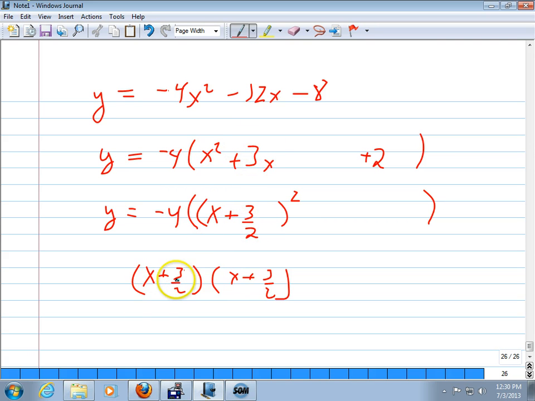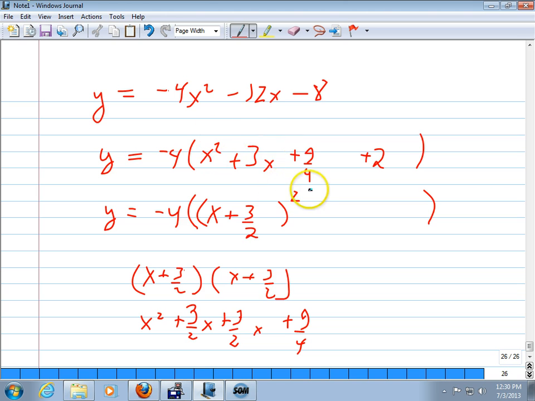Because look, do it. First times first is x squared. Outer times outer is 3 halves of x. Inner times inner is also 3 halves of x. And then last times last is 3 halves times 3 halves, 3 halves squared. 3 times 3 is 9, 2 times 2 is 4. So what's 3 halves of x plus 3 halves of x? It's 3x, right? So you get x squared plus 3x plus 9 fourths. Yuck. So I can't replace this with this.